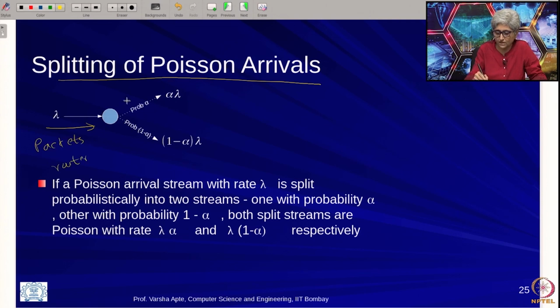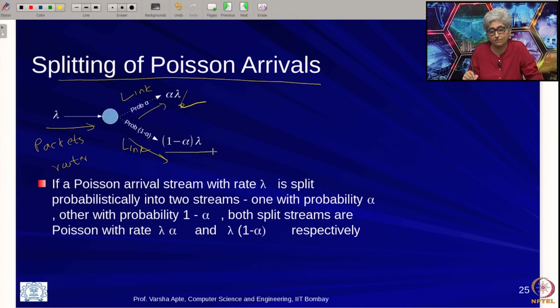Okay. And then these are two links, this is some link and this is some other link, and the router basically sends them out on two different links, and suppose that this can be captured as a probability: with probability alpha some of the packets go here, and with probability 1 minus alpha some of the packets go here. So, what this property says is that if this arrival stream of the packets is Poisson, then this split stream also remains Poisson with the intuitive rate, which is alpha lambda for this one and (1 minus alpha) lambda for this one. Okay, so, it is again a very useful property that we will see later.